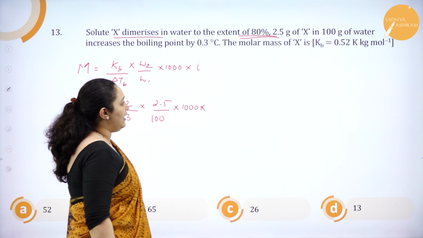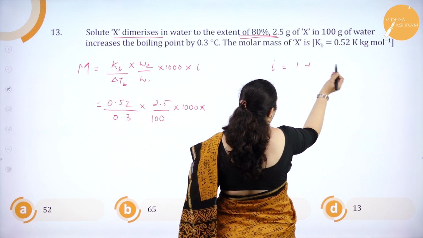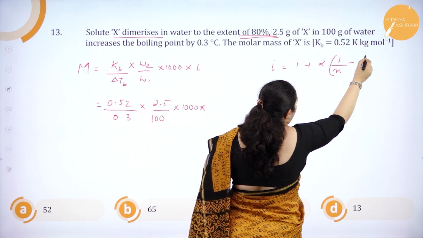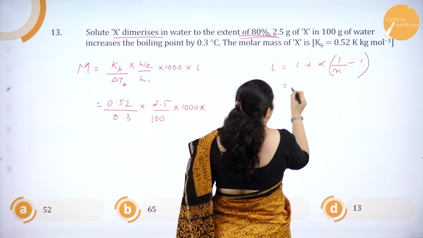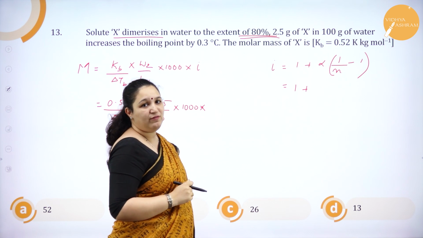To find out what is i, the formula is i is equal to 1 plus alpha times (1 by n minus 1). So here 1 plus alpha, 80% means alpha is 0.8.